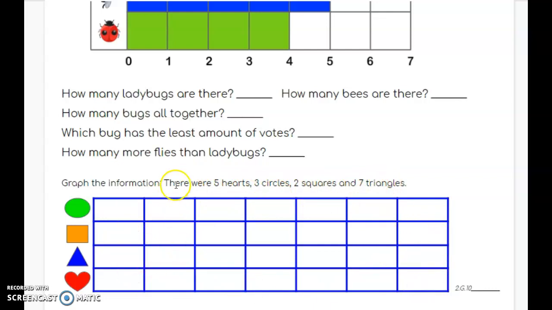I'll read it one more time. There were 5 hearts, 3 circles, 2 squares, and 7 triangles. So graph that information here for me. At the end, please turn it into your teacher.